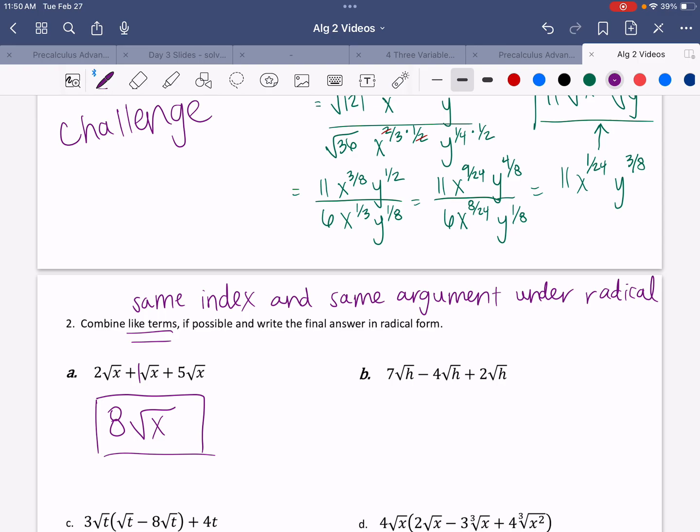Okay, so the next one, check. I have square root, square root, square root, h, h, h. Okay, these are all like terms. So just combine their coefficients. 7 minus 4 is 3, plus 2 more would be 5 square roots of h.